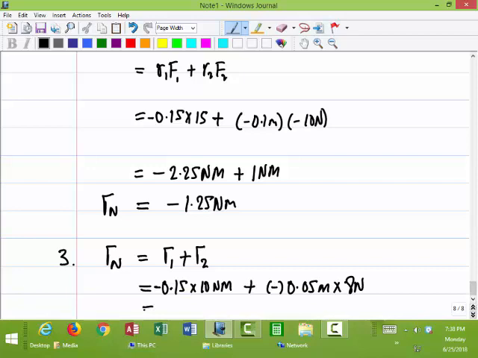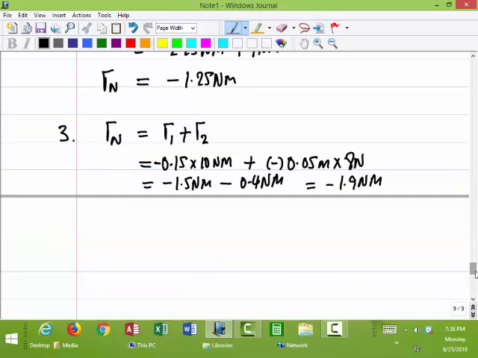So the net torque can be found this way. This is minus 1.5 Newton meters minus 0.4 Newton meters. So that will give us negative 1.9 Newton meters. Again, the negative sign just tells us that it's a clockwise torque because the net torque is negative, so the object will tend to rotate in a clockwise direction.